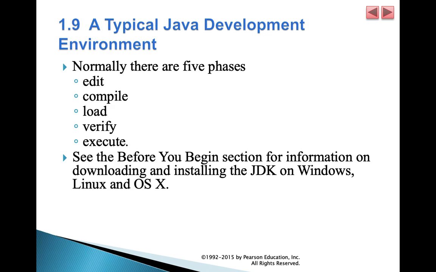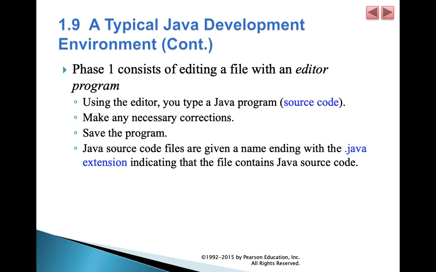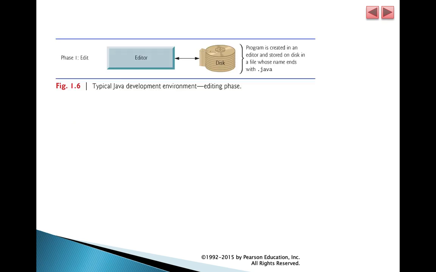This is the typical Java development environment. First we will do edit, compile, load, verify, and execute. Let me go very fast on these details because we will see them later. In phase one, we need to write the code. This code is called source code, and once we save it, it will have a .java extension, the name of the program followed by .java.